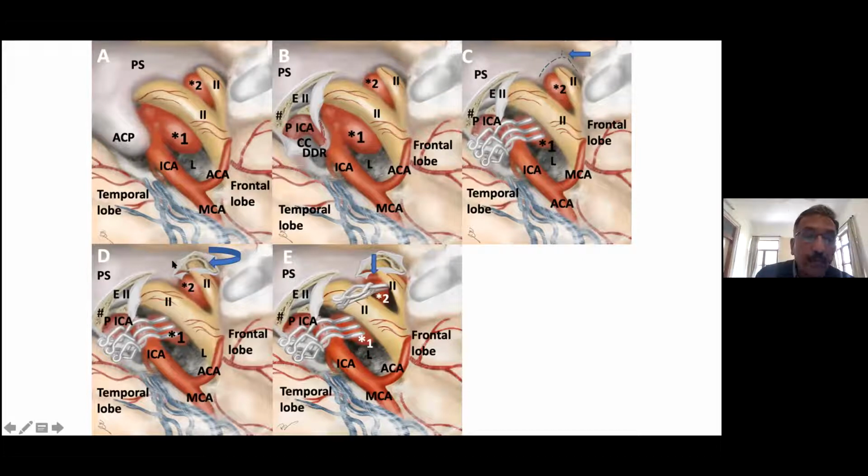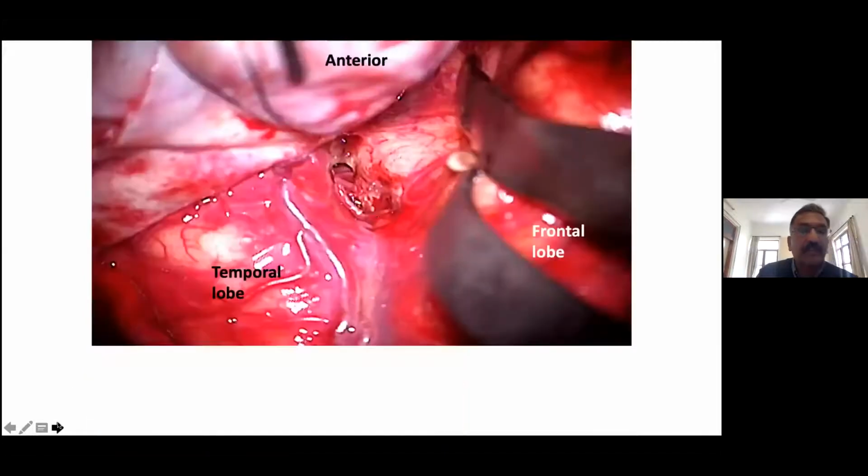Then we opened the dura of the planum sphenoidale, decompressed the optic foramen, drilled the planum sphenoidale here, reached proximal to the neck of the second aneurysm on the contralateral side, and clipped it using two clips from the ipsilateral side. So using the left-sided surgery, we could clip both the left and the right-sided aneurysm.